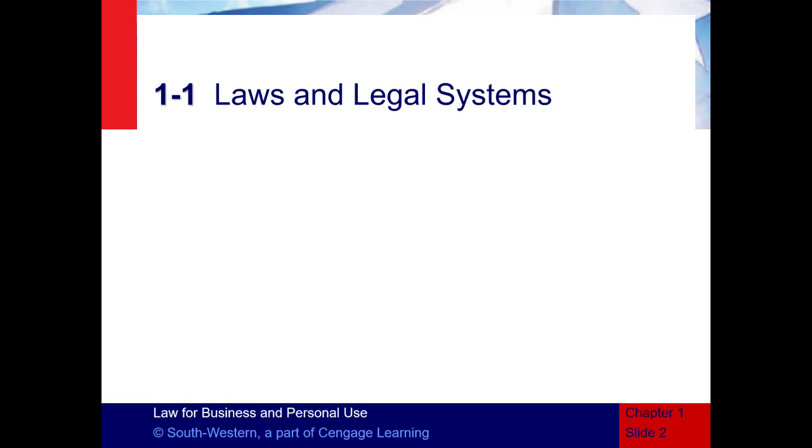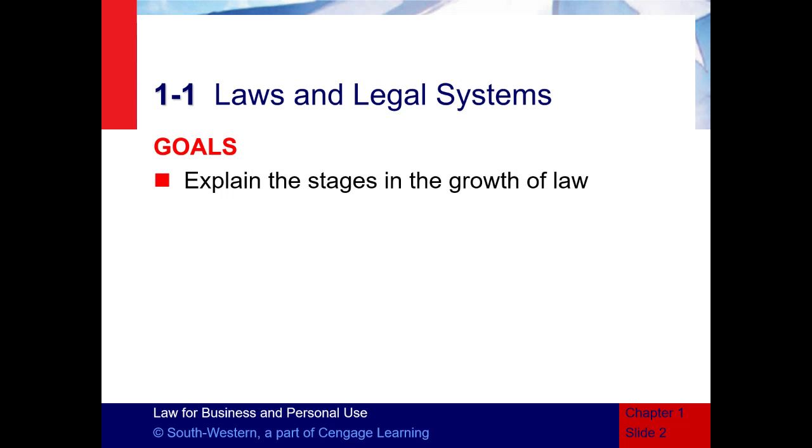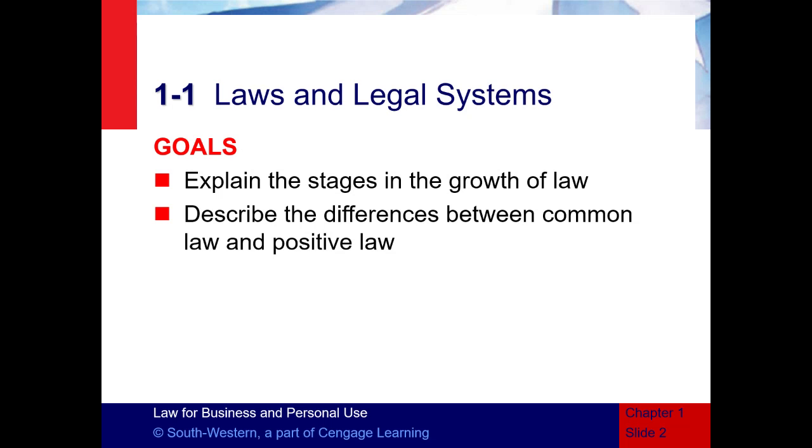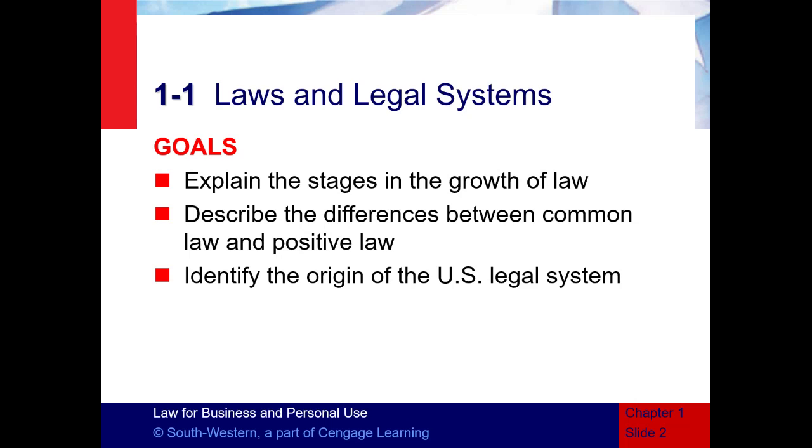So taking a look at Section 1, we are going to be talking about the laws in the legal systems. The goals that we're going to have for this chapter, we're going to explain the different stages in the growth of law, so how the law was developed, how it was kind of started out in some of our more ancient times. We will describe the differences between common law and positive law and how those impact the law systems that we're using. And we will identify the origin of the U.S. legal system and how things sort of developed to make that come into place.